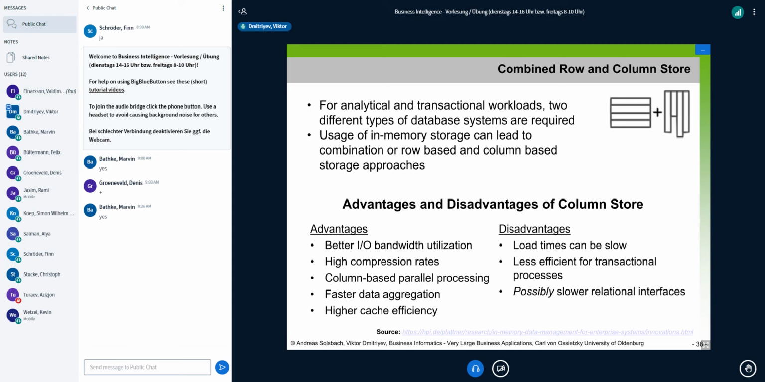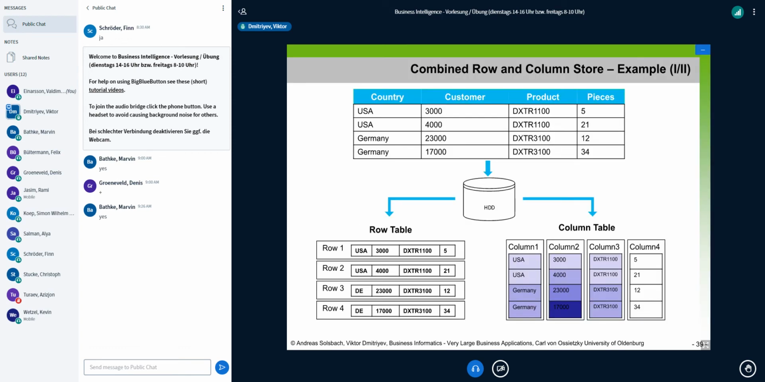In column-based, sorry, I'll just move to the next slide so you will understand. Just imagine a table on top. You have a country, customer, product, and price, and you want to save it somehow physically. A row table means you have row 1 and all the values here, row 2 and all the values here, row 3 and all the values here, and so on and so forth. In a column-based table, you are looking at columns, not at rows. So all the values of a column are combined together.